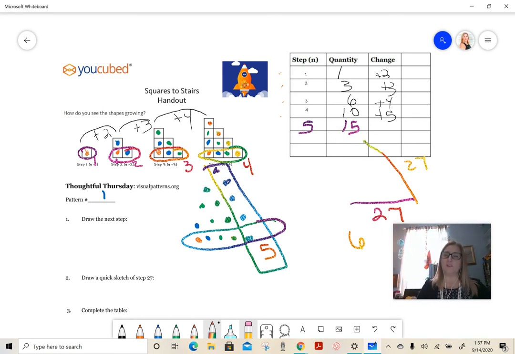So that's what your Thoughtful Thursday will be like. And sometimes you'll be able to create a math problem or a conjecture for a rule, and sometimes it just will be something that you'll just have to think about and just show me what you notice and wonder and see how you grow it and change it.